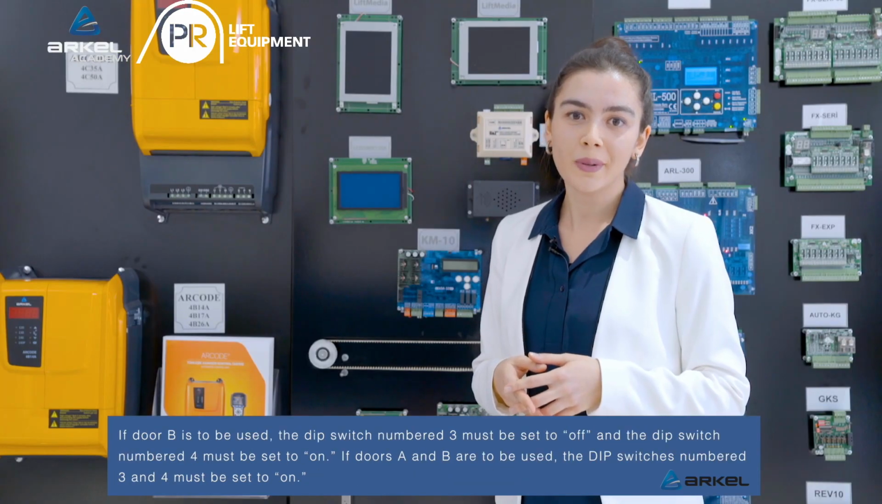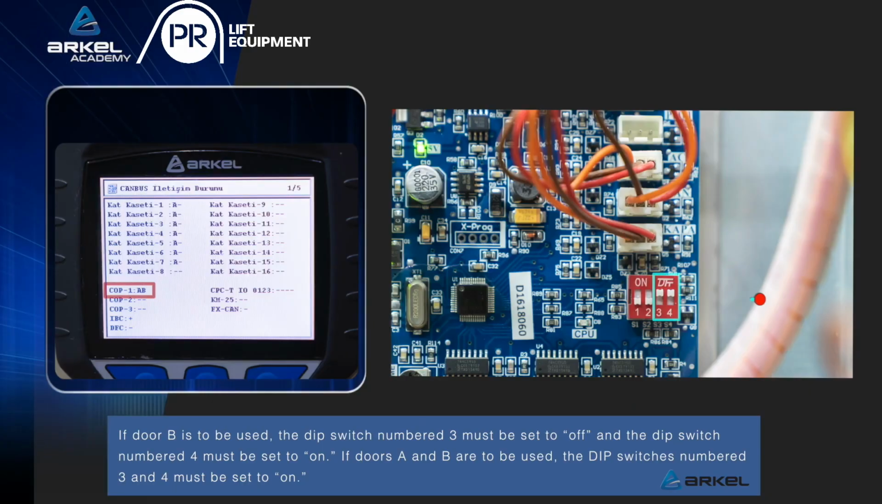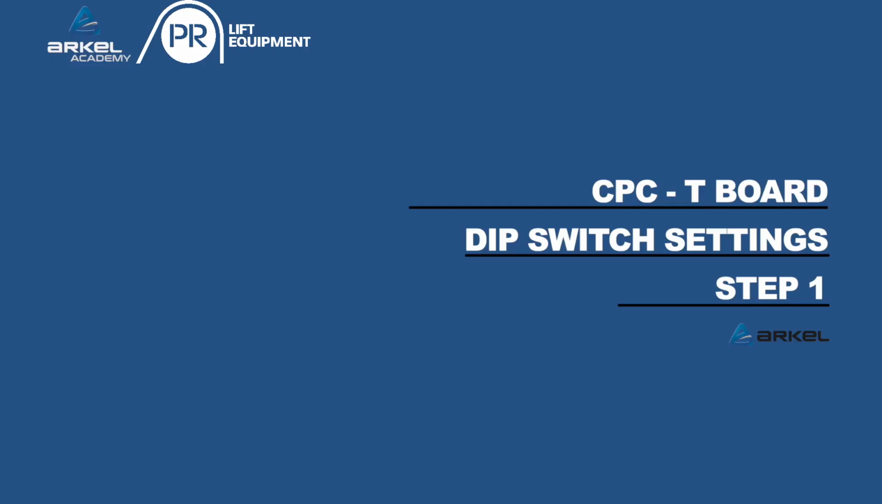If door B is to be used, the dip switch numbered 3 must be set to off, and the dip switch numbered 4 must be set to on. If doors A and B are used, the dip switches numbered 3 and 4 must be set to on.